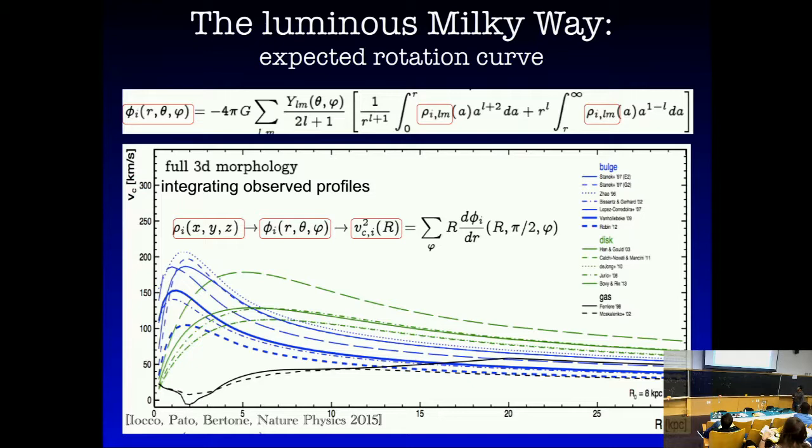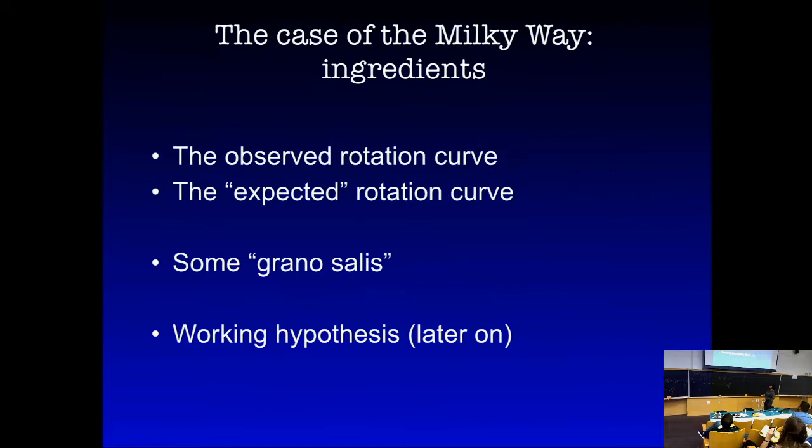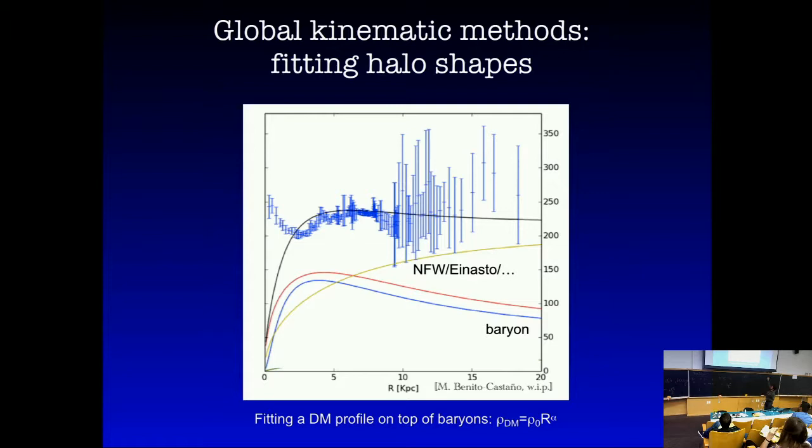The point is that now the game I want to play is this one. I have the observed rotation curve, and I have the one that I expect from the stars. In order to fit it, I want to reconstruct the mass of dark matter, and find the shape that best fits the difference between the data. Okay? Don't forget that in the real data, this thing has error bars, because I observe velocities, and this thing here that is shown as a line also has error bars. Okay?